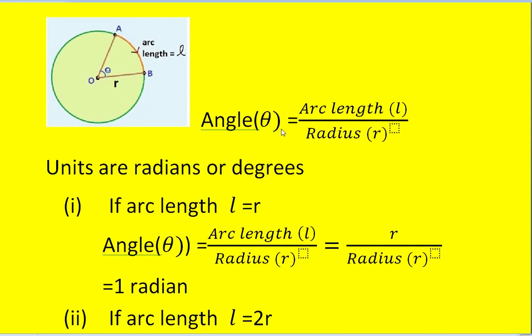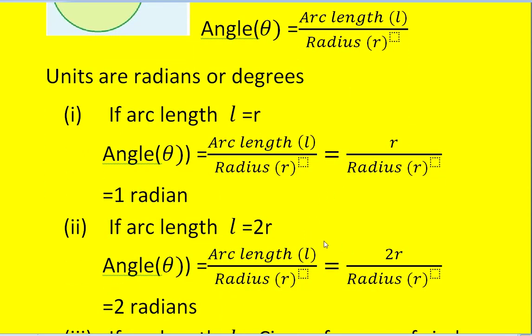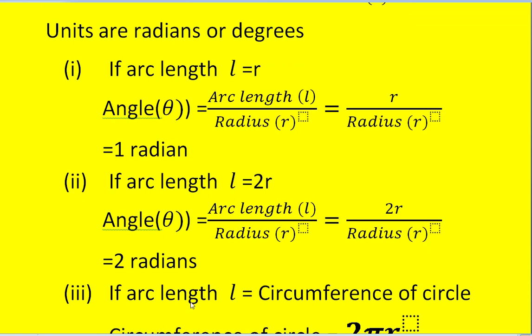Suppose this arc length is varied, say the arc length is 2 times the radius of the circle. Then the plane angle will become arc length divided by radius r, and in place of arc length we replace 2r. Then we get 2r by r, the r's get cancelled, and we get the plane angle as 2 radians.